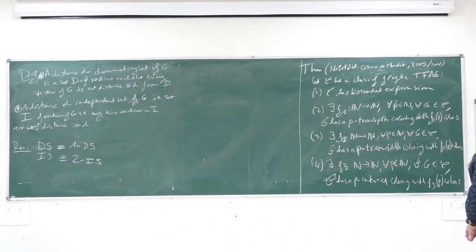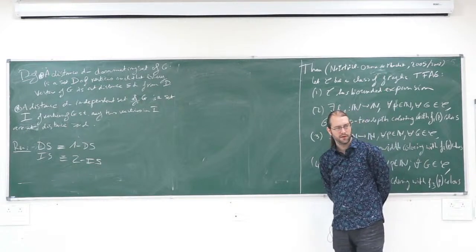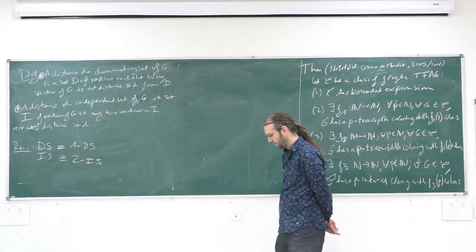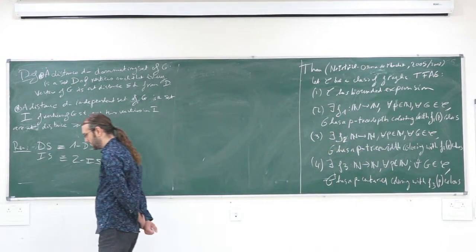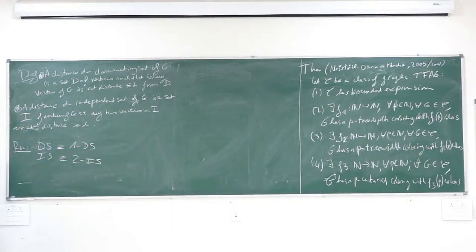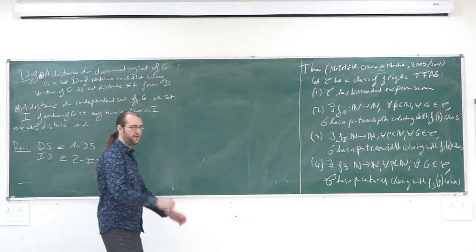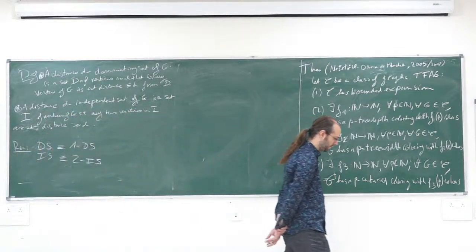For example, a path has a large treedepth. The path of length n will have treedepth log n. So all these inequalities are strict. I mean, what I showed you: there's no bound for the other side, no constant for it.